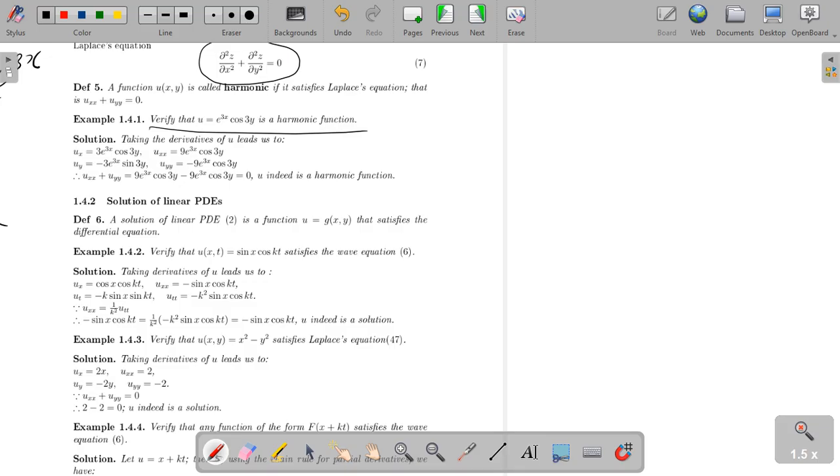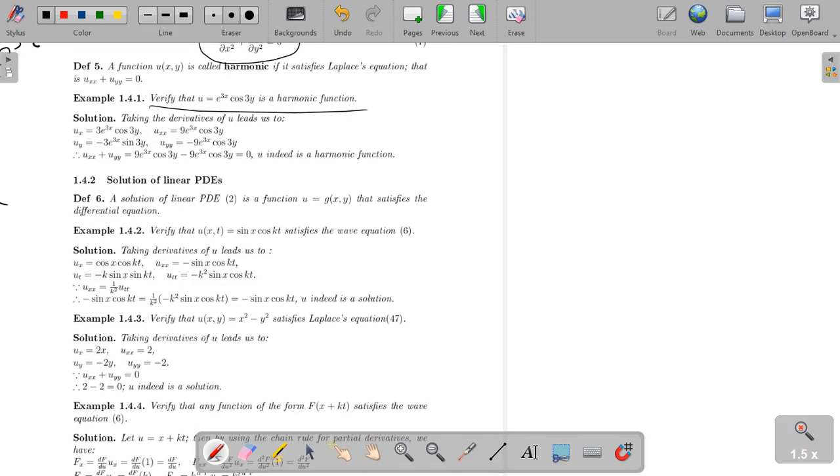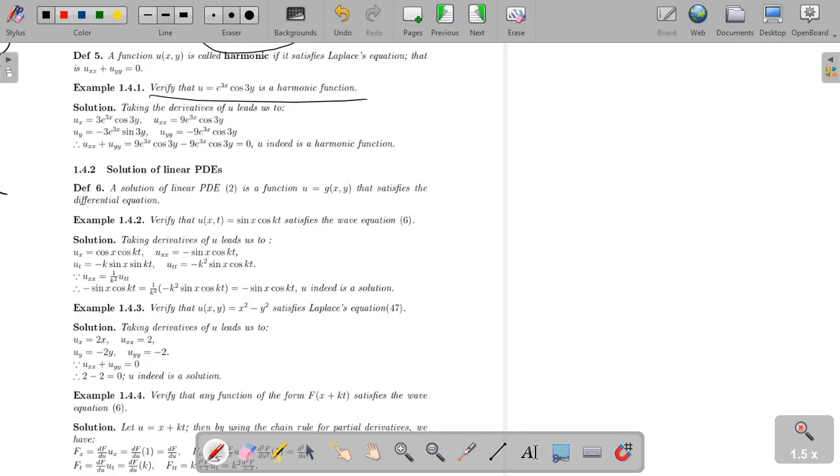So the next thing is that they say solution of linear partial differential equation. They say a solution of a linear partial differential equation is a function u equal to g of x and y that satisfies the differential equation. It's very simple. So they say, verify that this equation satisfies wave equation 6.